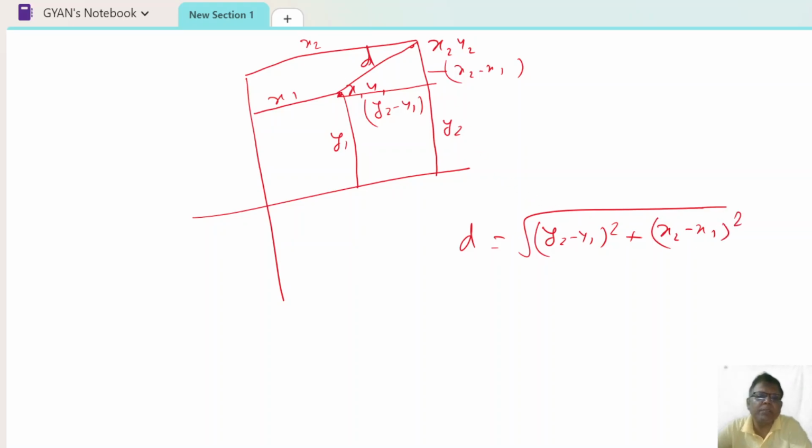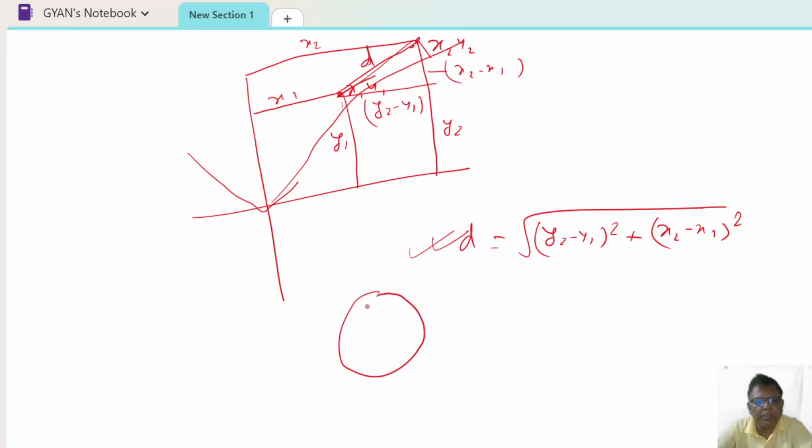This distance will remain the same even though we rotate the coordinate system. If this coordinate is something else and this coordinate is something else, this formula will be valid for a change in the coordinate system also. So this is a very useful concept, and it is used in deriving the formula for complex numbers.